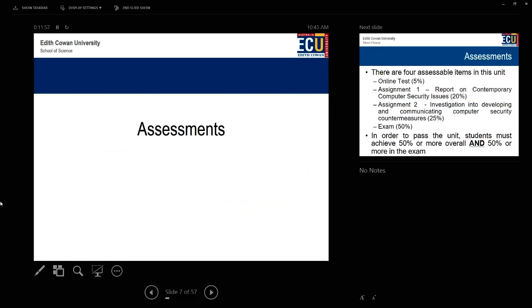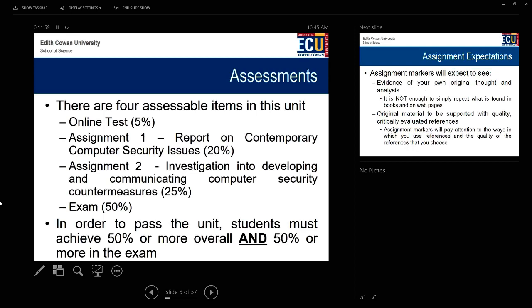The most important thing about the assessment in this unit: there are a total of 4 assessable items. The first one is the online test, which is worth 5% of your total marks of the unit. The online test will be made available to you from next Monday, that is 4th of March, 9 a.m. in the morning, and it will be available to you till 18th of March, 2 p.m.